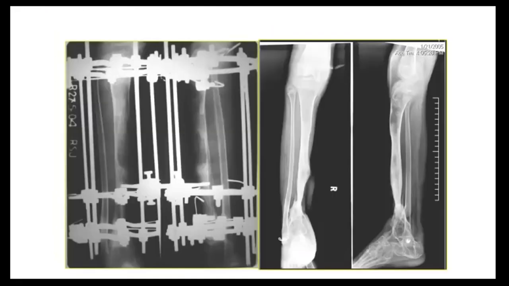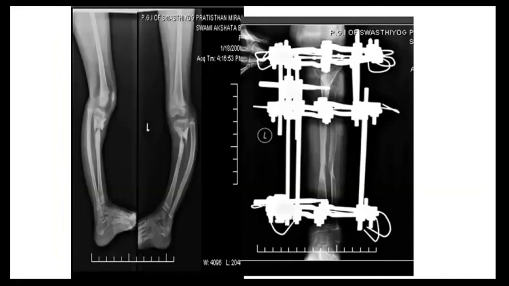Another huge gap because of removal of a large sequestrum. So even in this child, you can see the fibula is intact. So I did a bone transport. I did a proximal corticotomy and did about 8 centimeters of bone transport. And you can see a fantastic union there with complete cure of infection.